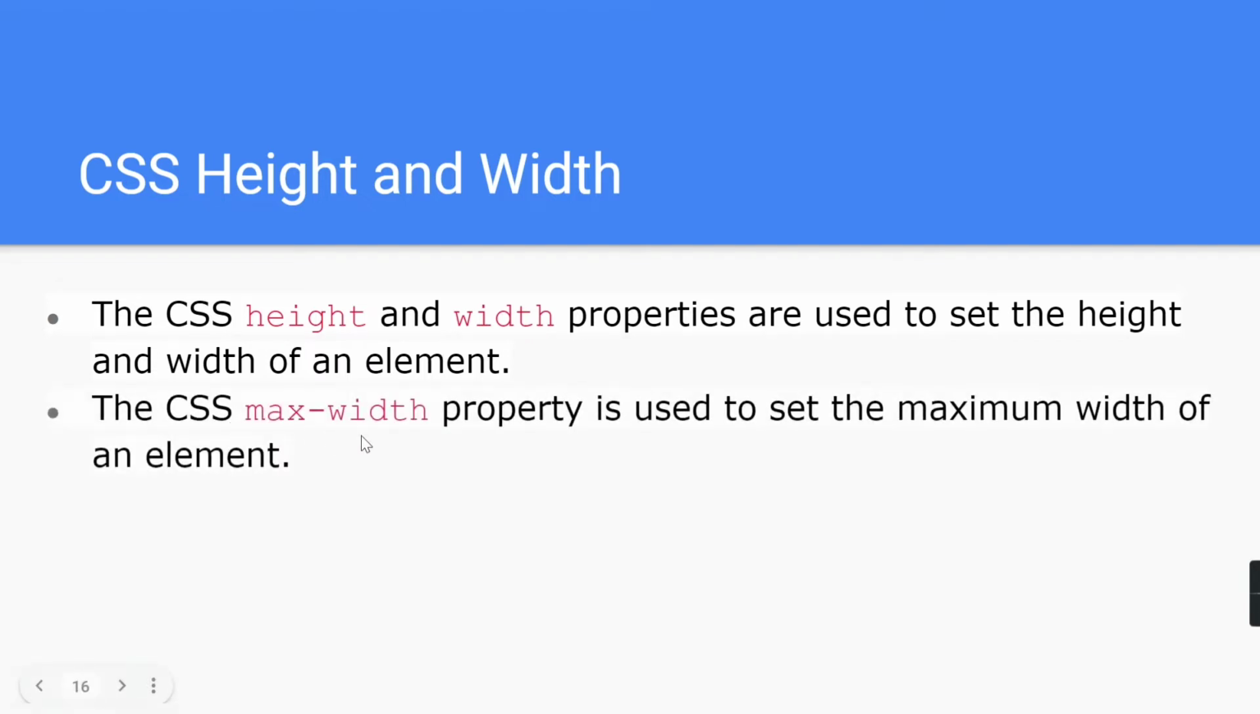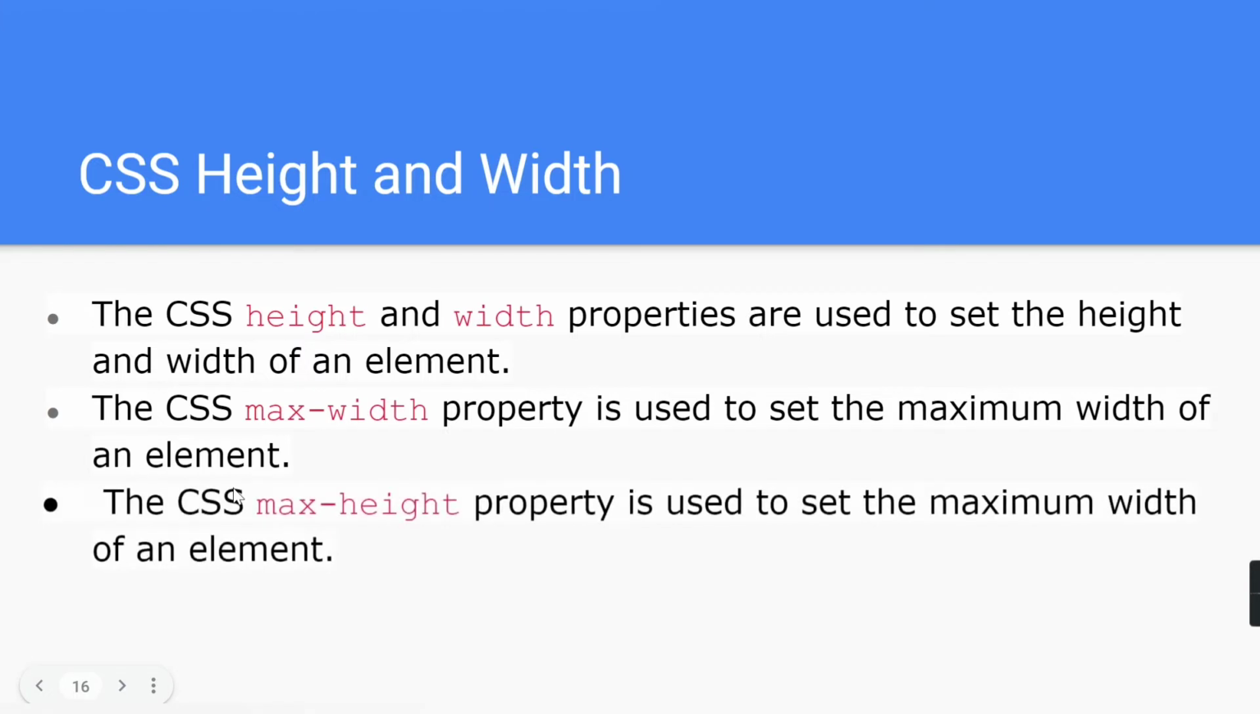The CSS max-width property is used to set the maximum width of an element. You can provide the max-width property and a value to have the maximum width that will be accessible to that particular element. In similar ways, you can have the CSS max-height property that is used to set the maximum height of an element.